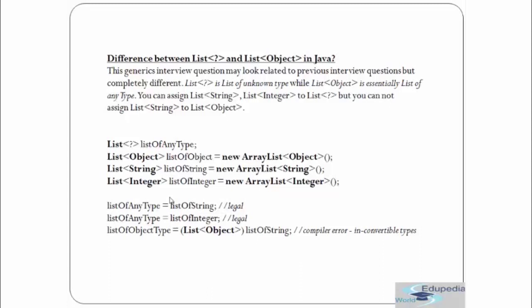So when we say List<?> and name it as list of any type, and then we have List<Object>, you can only define it as new ArrayList<Object>. Similarly, for a String, you can define it as a String, and for Integer, you can define it as an Integer. Now, if you do list of any type equals List<String>, this is legal. Similarly, if you assign List<Integer> to list of any type, this is also legal. But if you assign List<String> to List<Object>, this will give you a compiler error because these are inconvertible types. Even if you typecast it, it will not allow you.